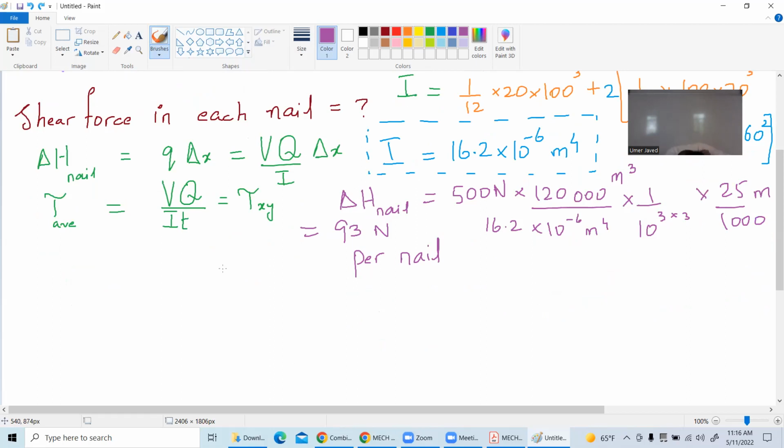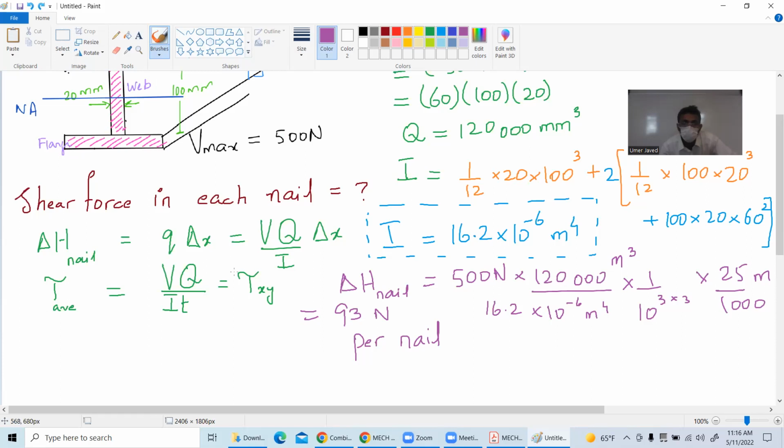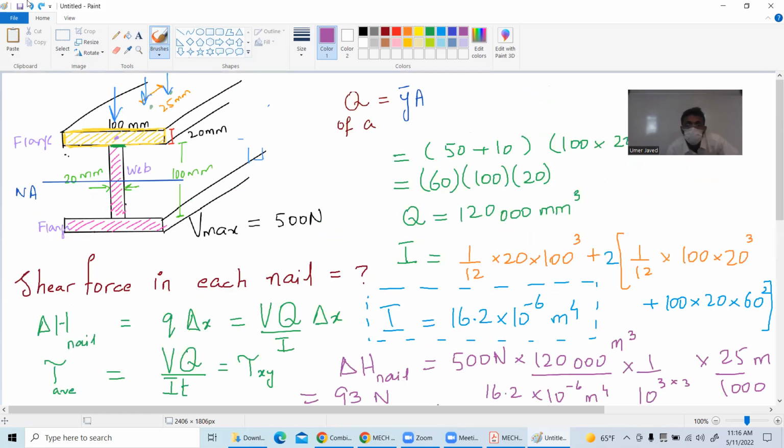So T is the thickness, right? In this question, yeah. This one? T is the thickness, right? This one, right? Yeah, so it is the thickness of the nail. No. Thickness is this one. I'm happy that you pointed this out. I will explain.